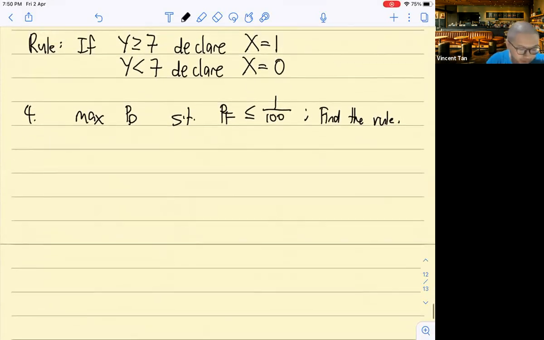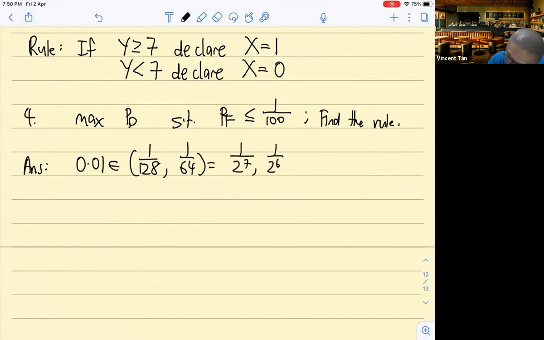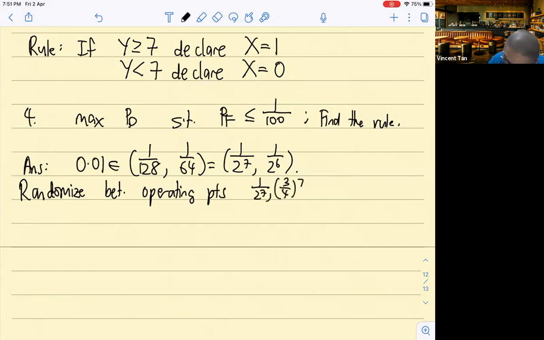Okay, so you notice that first you note this is the answer. 0.01 is between 1/128 and 1/64. This is 1/2 to the power 7 and 1/2 to the power 6. So we need to randomize between operating points given by (1/2 to the power 7, 3/4 to the power 7) and (1/2 to the power 6, 3/4 to the power 6). We need to operate between these 2 points.